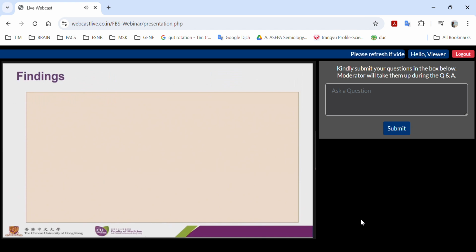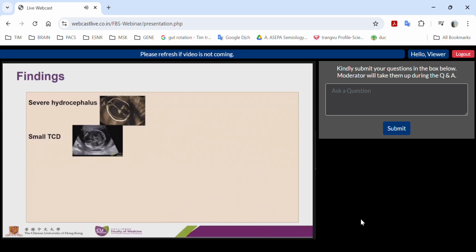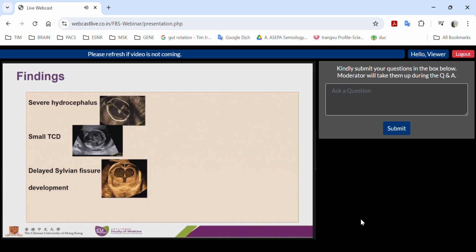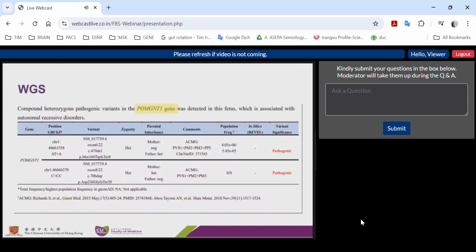So to summarize the findings of this case, there is severe hydrocephalus and a small transverse cerebellar diameter, and also a delayed circumfissure development. And last but not least, there is kinking of the brainstem. So amniocentesis was performed and the chromosomal microarray showed negative results. Therefore, we proceeded with whole genome sequencing.